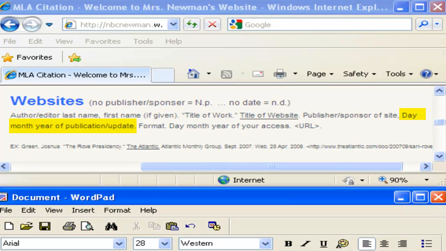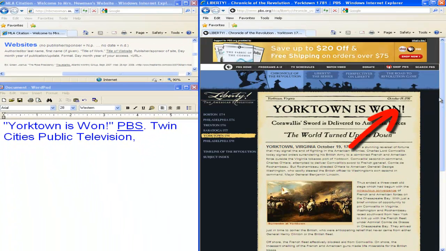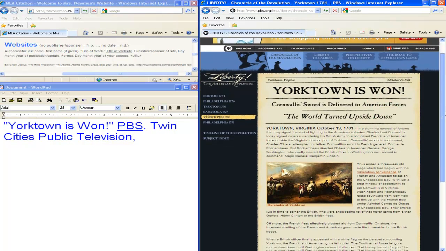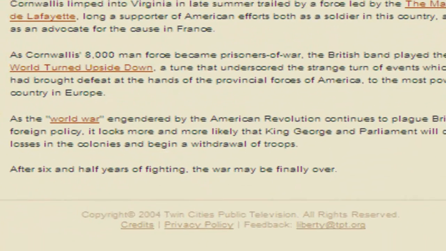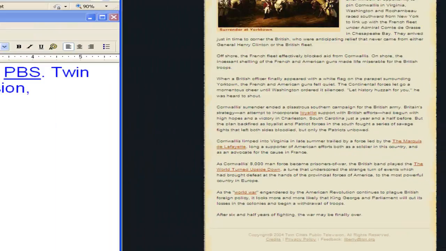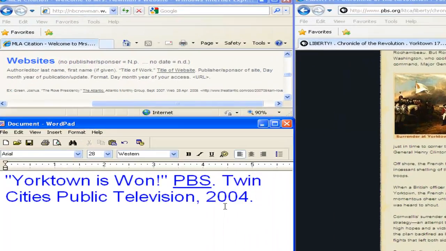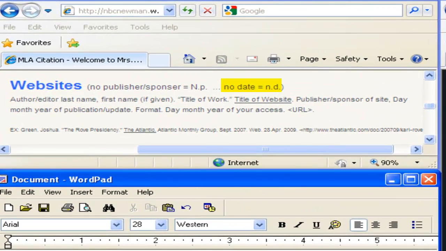Next, we are asked for the date of publication or last update. Look at the bottom or top to locate this. Be careful in this instance. Surely the 1781 date refers to Yorktown and not the date our website was posted. Here at the bottom, we see our page's date is 2004. Since we have nothing more specific, like a day or a month, we can only use 2004, followed by a period. Remember, if you have a span of dates like 2004-2011 or no date at all listed, use the abbreviation N.D. to stand for no date given.